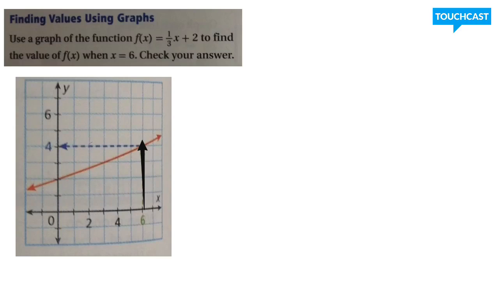We've found a point where 6 is on the line, and now we're going to draw an arrow over to our y-axis to find out what the y-coordinate is. So it looks like the f of 6 is equal to 4. So let's check that by using the equation.